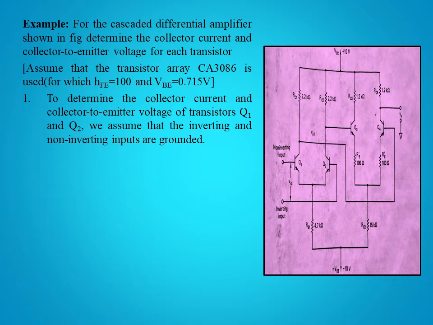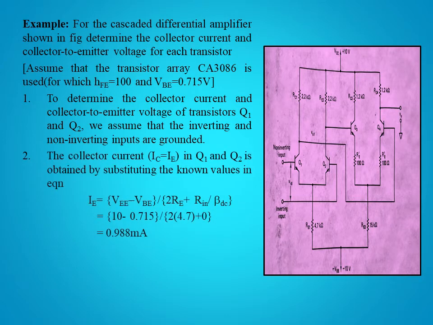and they decide the operating Q point. To determine the collector current and collector to emitter voltage of transistors Q1 and Q2, we assume that the inverting and non-inverting inputs are grounded. This thing we had studied in the DC analysis, that whenever we are doing DC analysis, we basically ground the inverting and non-inverting inputs. That is, signals are removed from it for DC analysis. And we already know that the equation that can be used is given by VEE minus VBE upon 2RE plus RIN upon beta DC.